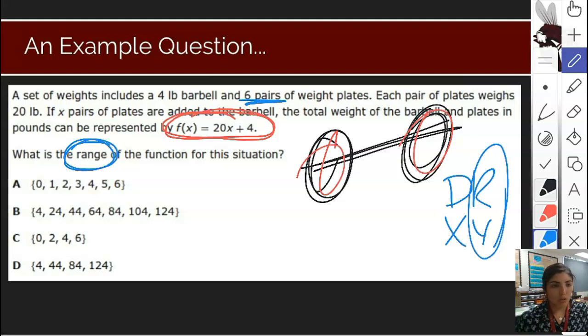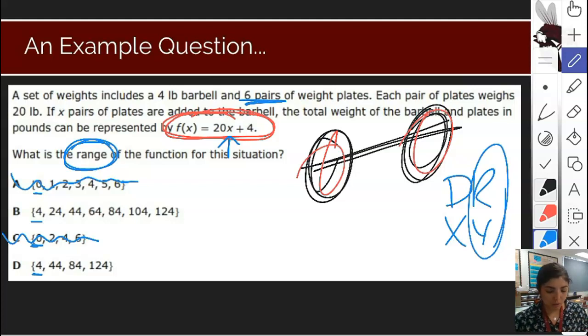So let's eliminate some answer choices. If we put nothing on the bar, so if we're putting a 0 right here for x, my output, which is what I care about, 20 times 0 is 0, 0 plus 4 is 4, which means my first number in my answer choice should be a 4. Therefore, I can get rid of 2 answer choices. Right there, by knowing I'm wanting the outputs, not the inputs, I've gotten rid of half of my answers. This happens a lot with these kinds of questions.